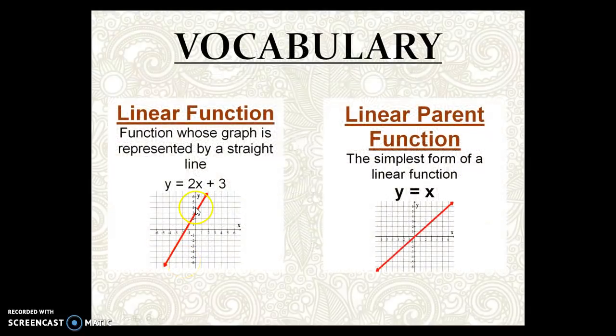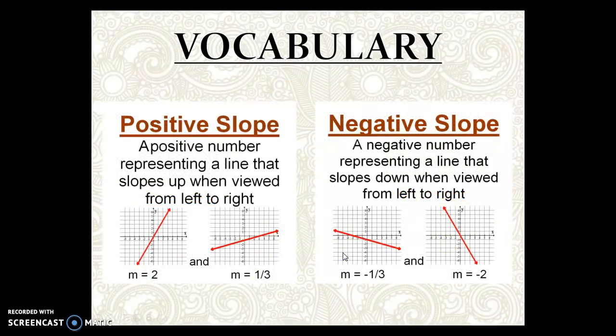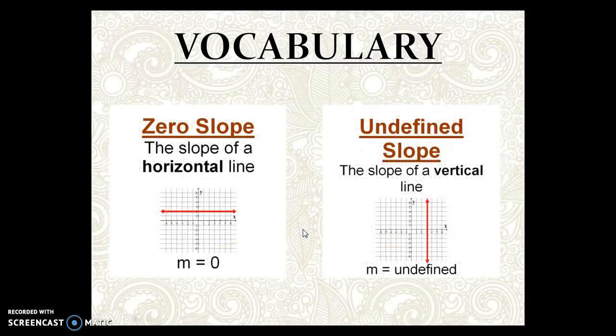So a linear function is a straight line. The linear parent function is y equals x. X-intercepts are where that line crosses through the x-axis. Slope is rise over run. Y-intercepts are where that line crosses through the y-axis. Positive slope, read it like a book, it goes up. It's the same thing as a correlation coefficient, okay? Negative slope, read it like a book, it's going down. Same thing with correlation coefficient.